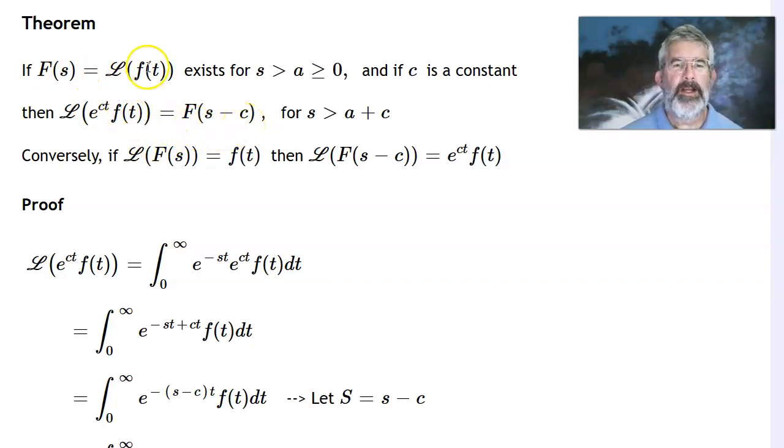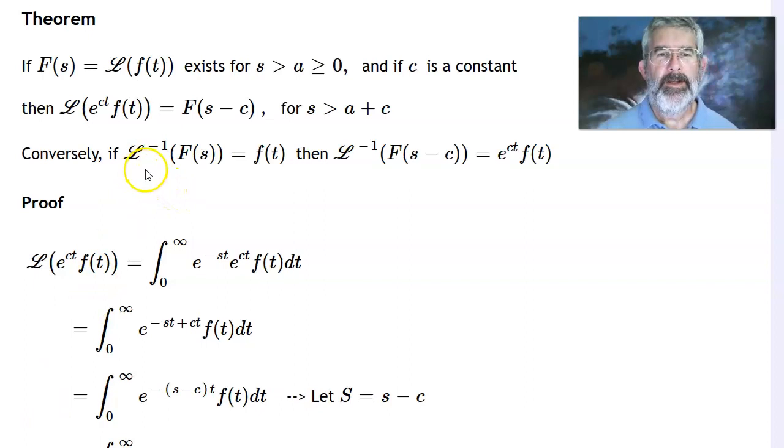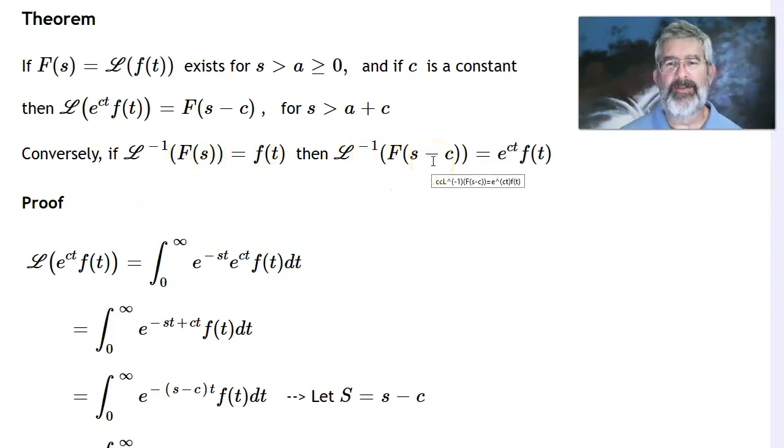This happens anytime you can take the Laplace transform of f. If you multiply that by this exponential, then what you're doing is you're shifting the Laplace transform by c in the s direction. And conversely, if you know that the inverse Laplace transform of capital F of s is little f of t, then the inverse Laplace transform of the shifted capital F of s, so F of s minus c, is equal to e to the ct times f of t.